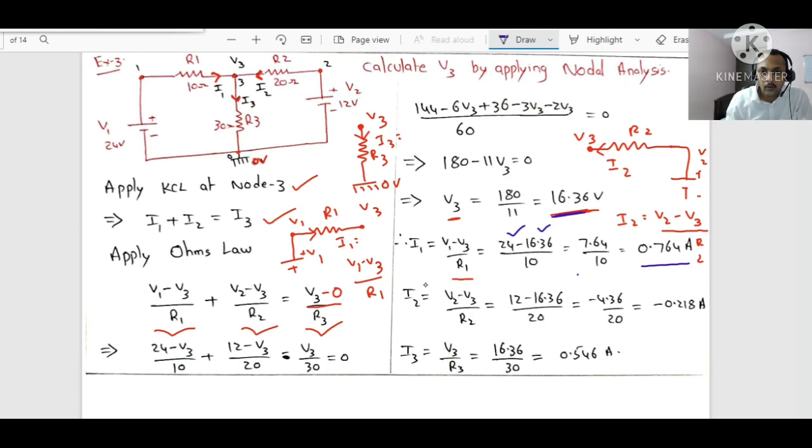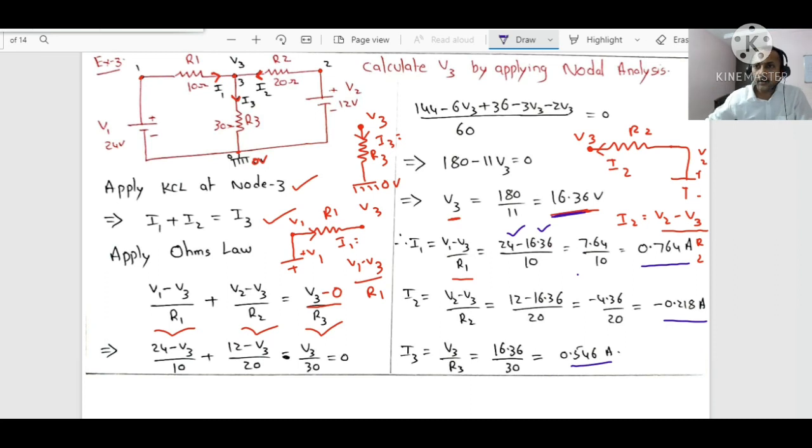What about I2? (V2 minus V3) divided by R2. Why only V2 minus V3? Because observe the direction, it is from V2 to V3. So (V2 minus V3) divided by 20, you will get minus 0.218, right? I3 is V3 by R3, you will get 0.546 amps.